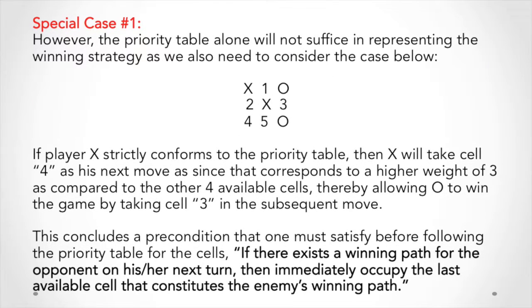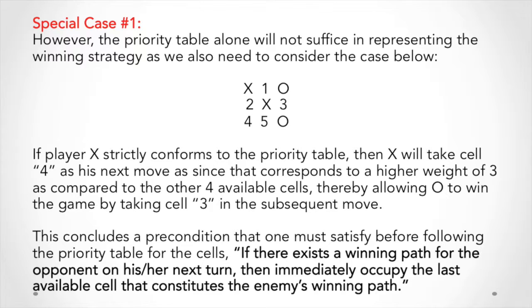The first case is as shown. In this case, if player X strictly conforms to the priority table, then X will take cell number 4 as it has a higher assigned weight of 3 as compared to the other 4 available cells. However, in doing so, he will allow player O to win the game by occupying cell number 3 in the subsequent move. This concludes a precondition one must satisfy before conforming to the priority table.